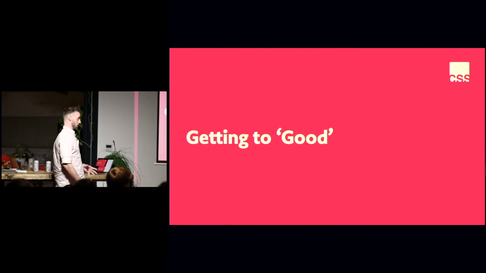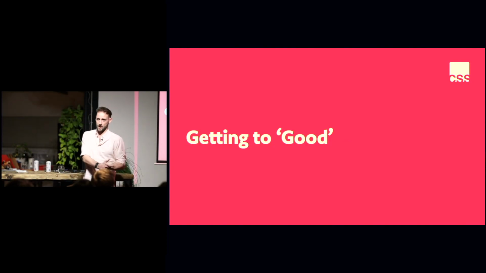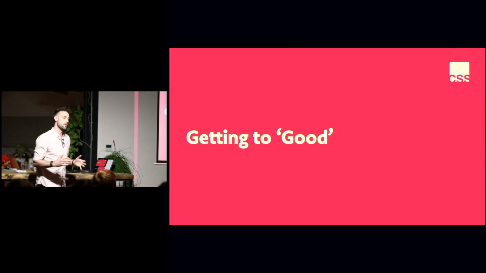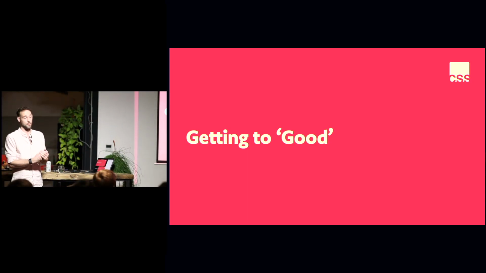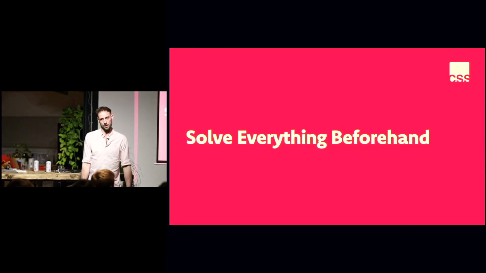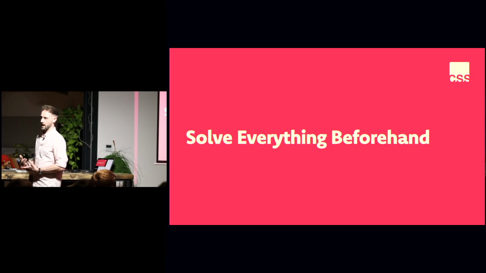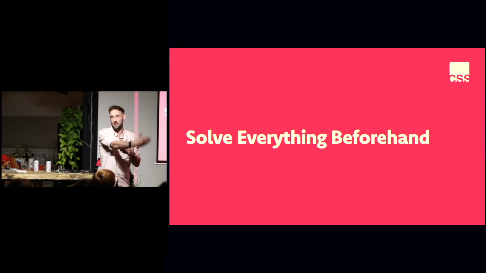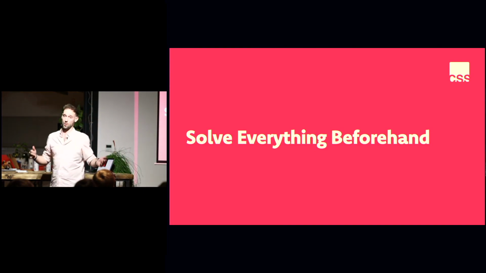So how do we get to good? How do we get to that 2.5 seconds? There's a bunch of ways of doing it, and the very first bit of advice I would give anyone who wants to improve their LCP is solve everything beforehand. LCP, largest contentful paint, is what we call a milestone metric, and it is basically one of the last series of steps in the page load process.